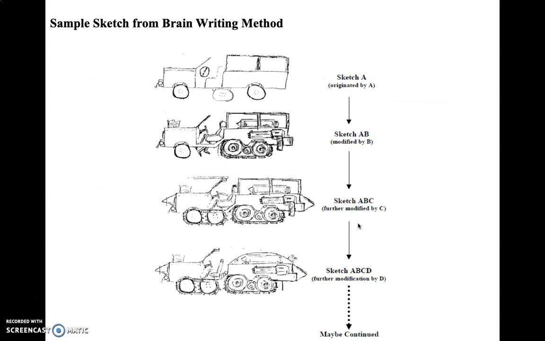Okay, next, this is a sample sketch. It is originated by A, then modified by B, then modified by C, and further modified by D, and maybe continued. So this is the development of a vehicle, in sketch form.